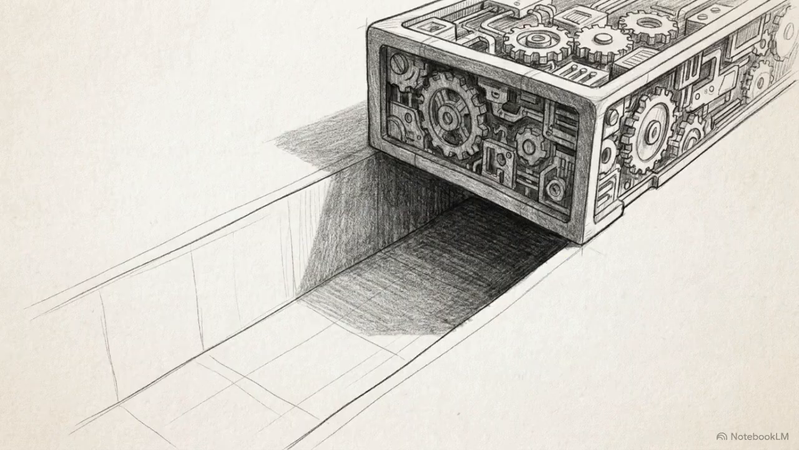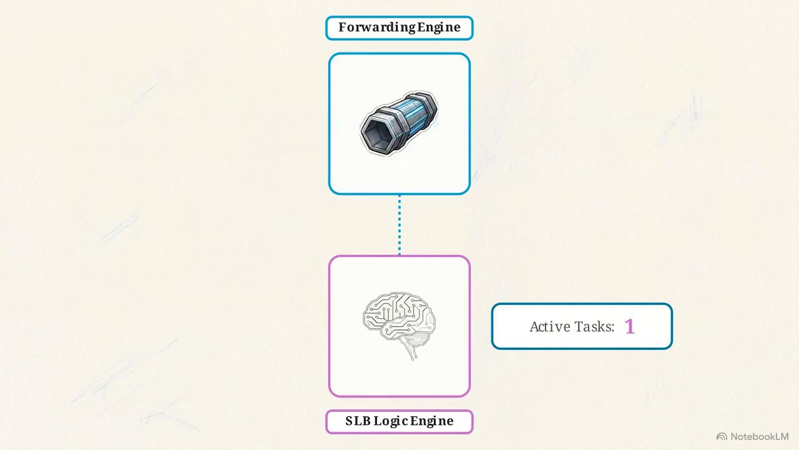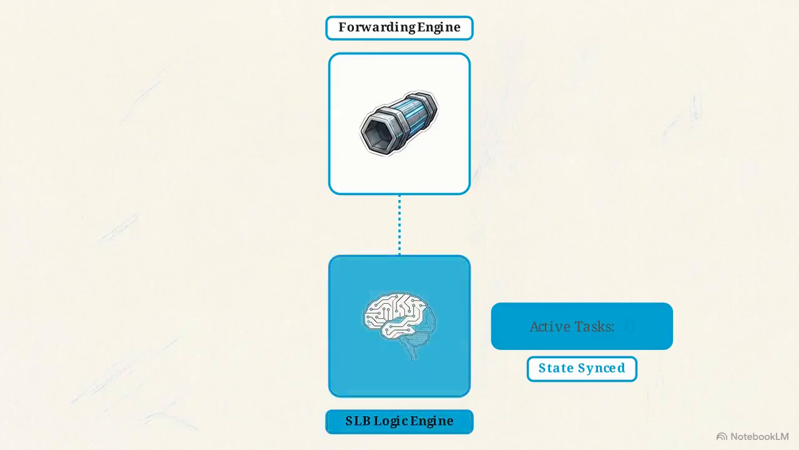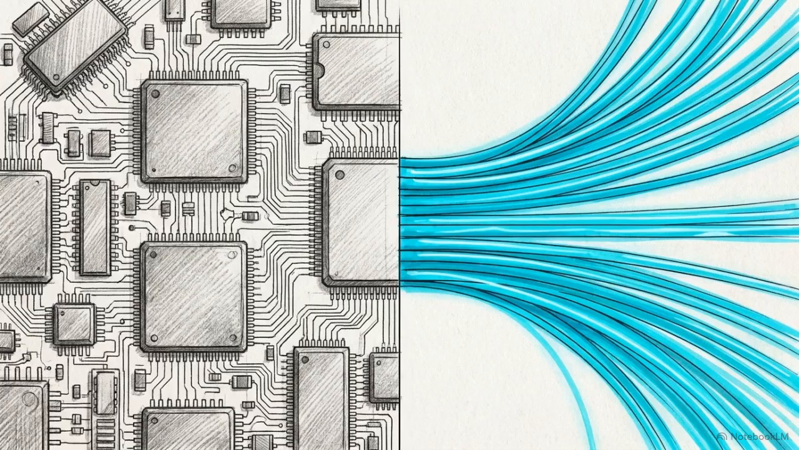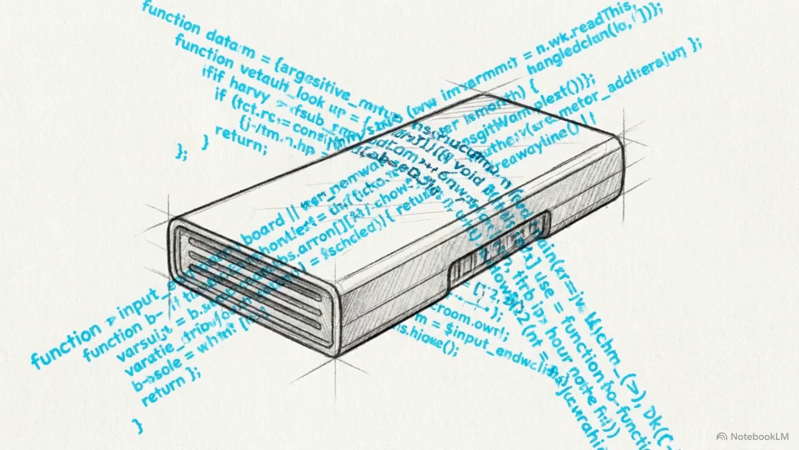The logic engine only steps back in during the teardown phase. When the data flow terminates, the forwarding engine pings the SLB to update the connection count, ensuring the state remains accurate for the next request. Distributed architecture scales dynamically because it divides the labor. It isolates the high-latency decision logic from the high-speed packet forwarding, allowing the network to handle massive traffic volume without bogging down. Hardware optimization eventually collides with software reality.